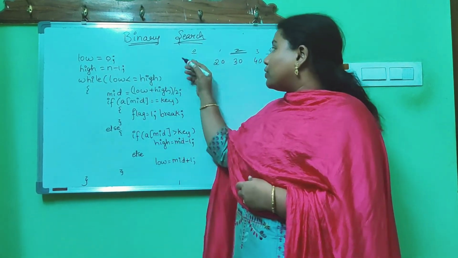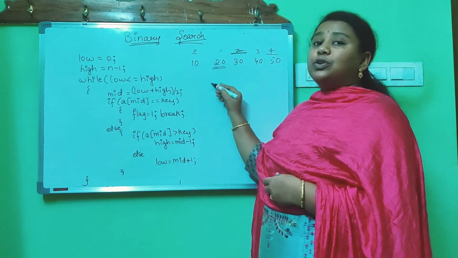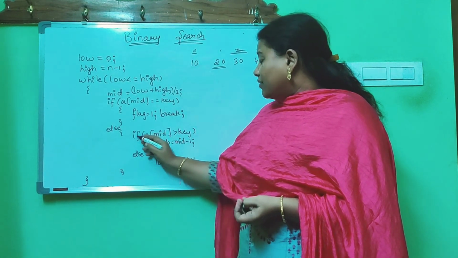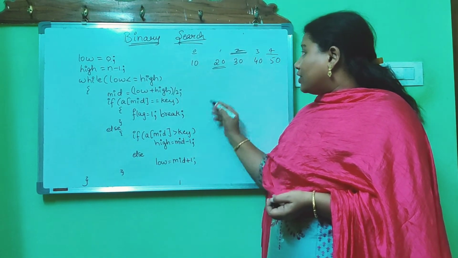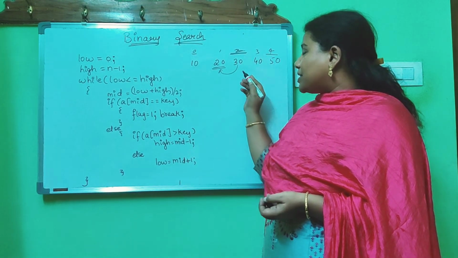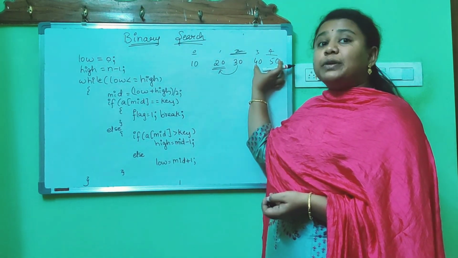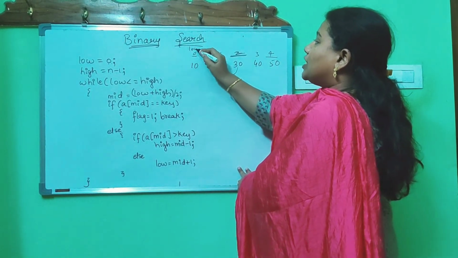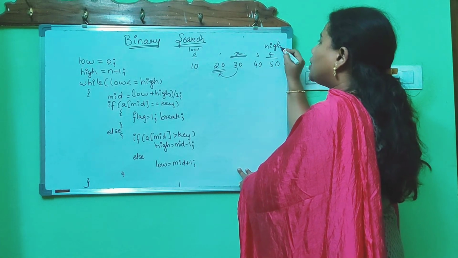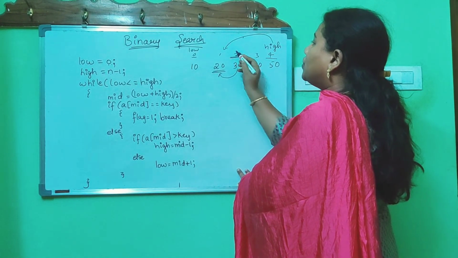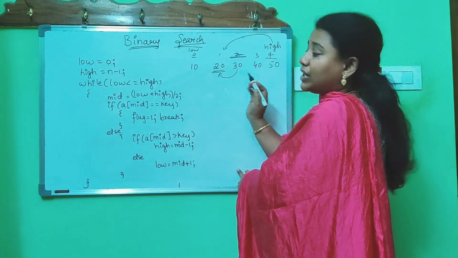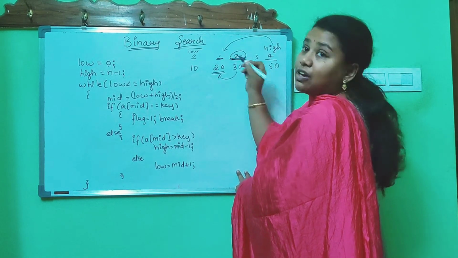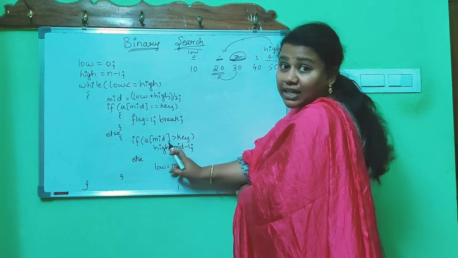Then what happens? Suppose I would like to find the key value 20. Now what happens? If a of mid is greater than key, if 30 is greater than 20, then these two values should be neglected. Only the search must happen in this part. So what happens is, already low is here, high is here. Now what I should do is move high to the lesser value. How should I move it? I'll make high as mid minus 1. Previously mid value is 2. Mid minus 1 is 1. So this is one condition.